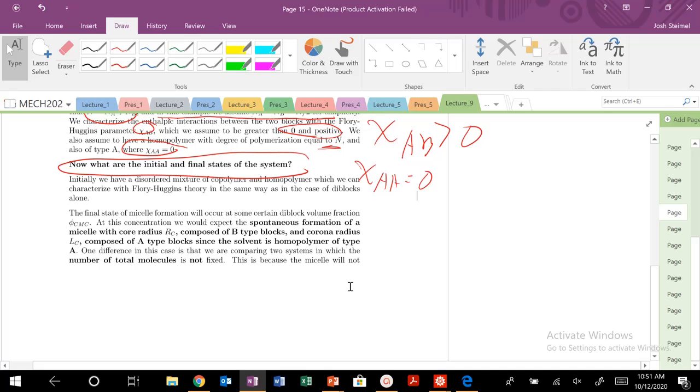So what are the initial and final states of our system? Well, initially we had this just disordered mixture, copolymer and homopolymer. That's just from Flory-Huggins theory, the same way we did with the diblocks and microphase separation. But our final state is going to be our micelle. So at some critical micelle concentration, some certain diblock volume fraction, we're going to spontaneously form and self-assemble some micelle with a core radius RC that's composed of B-type blocks if we have A-type homopolymer, and a corona with a radius LC composed of A blocks, again, if your homopolymer is of type A.